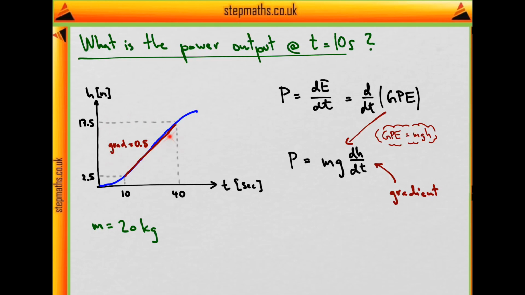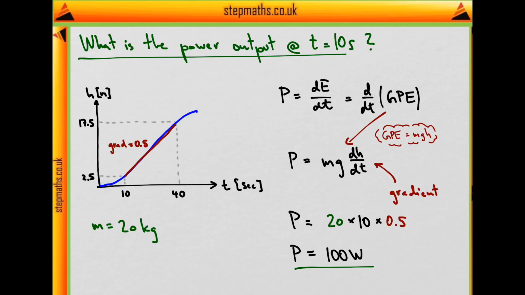And we see that the gradient here is 15 divided by 30, which is 0.5. So when you plug that in, 20 kilos for the mass, 10 meters per second squared for gravitational acceleration, and 0.5 for the change of height with time, that's speed basically. And in fact, another formula you might know for power, force times speed, that's just the same thing, written differently.